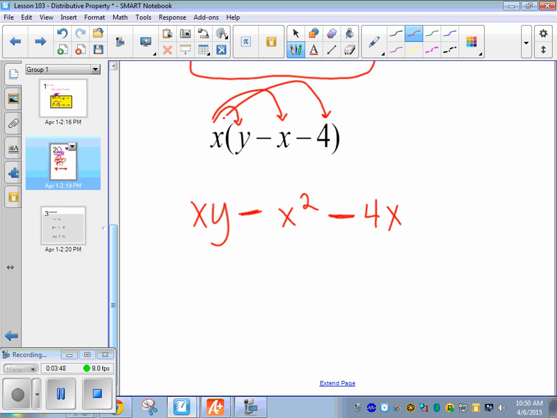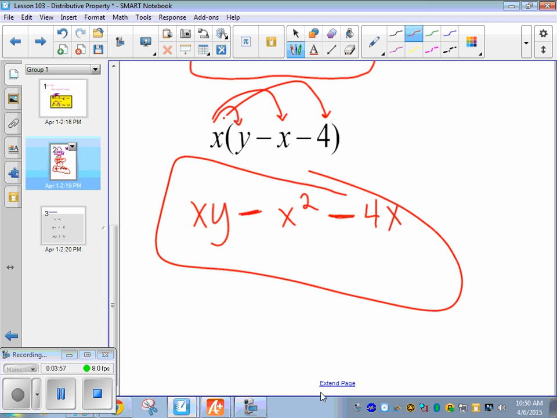Very good. Are any of those like terms? No. Xy, x squared, and x. None of those are like terms. Let's do one more.